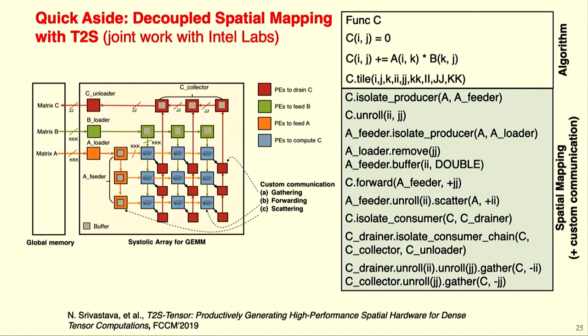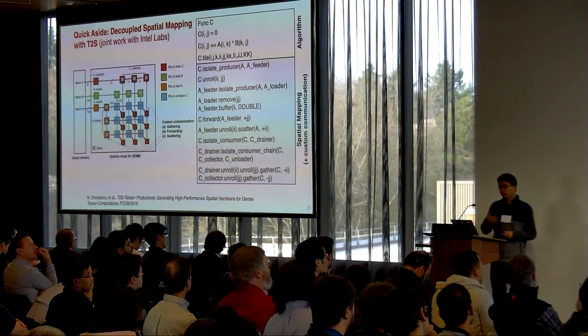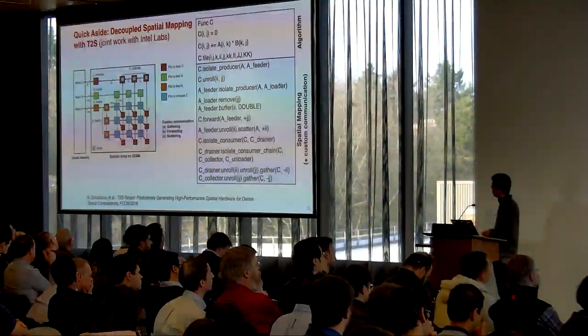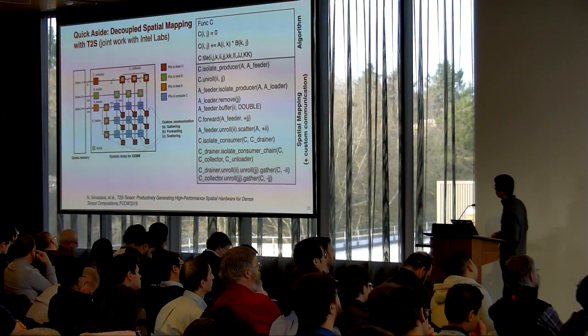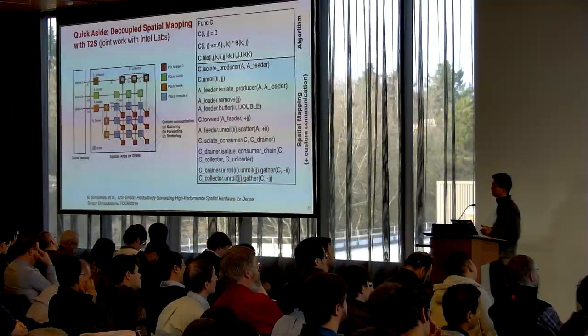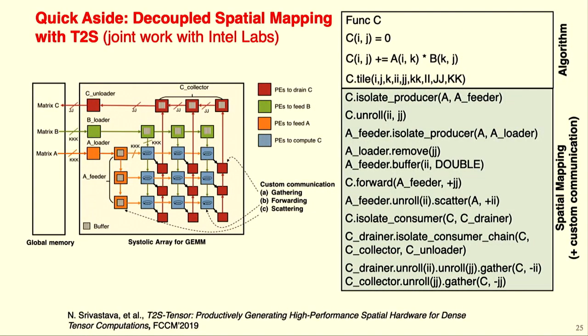We actually plan to use T2S as the backend for HeteroCL, so that's why I'm bringing this up. T2S is actually another DSL built on top of HighLevel, where we decouple the algorithm from the so-called spatial mapping, to build very high-performance application-specific arrays. I'm not going to bore you with the syntax of these primitives, but really this allows us to specify the data forwarding network, the scattering, and the buffering explicitly, which turns out to be very useful.